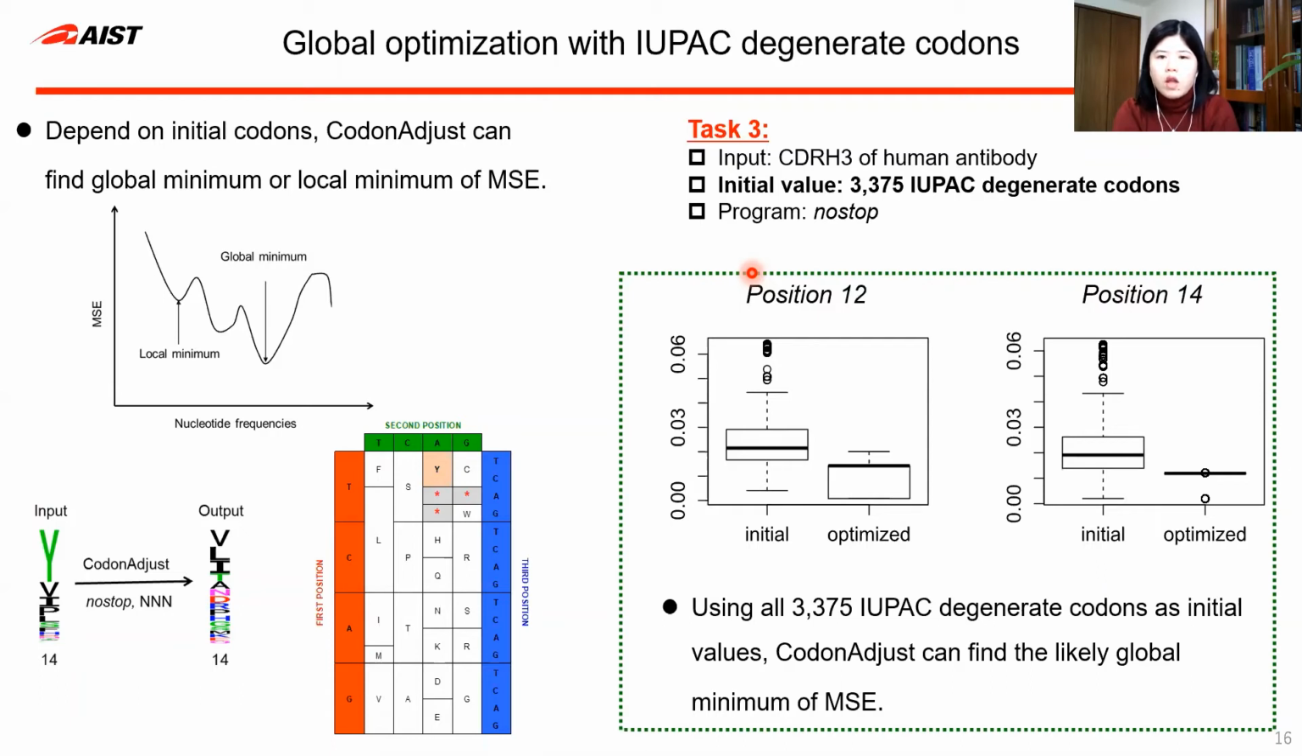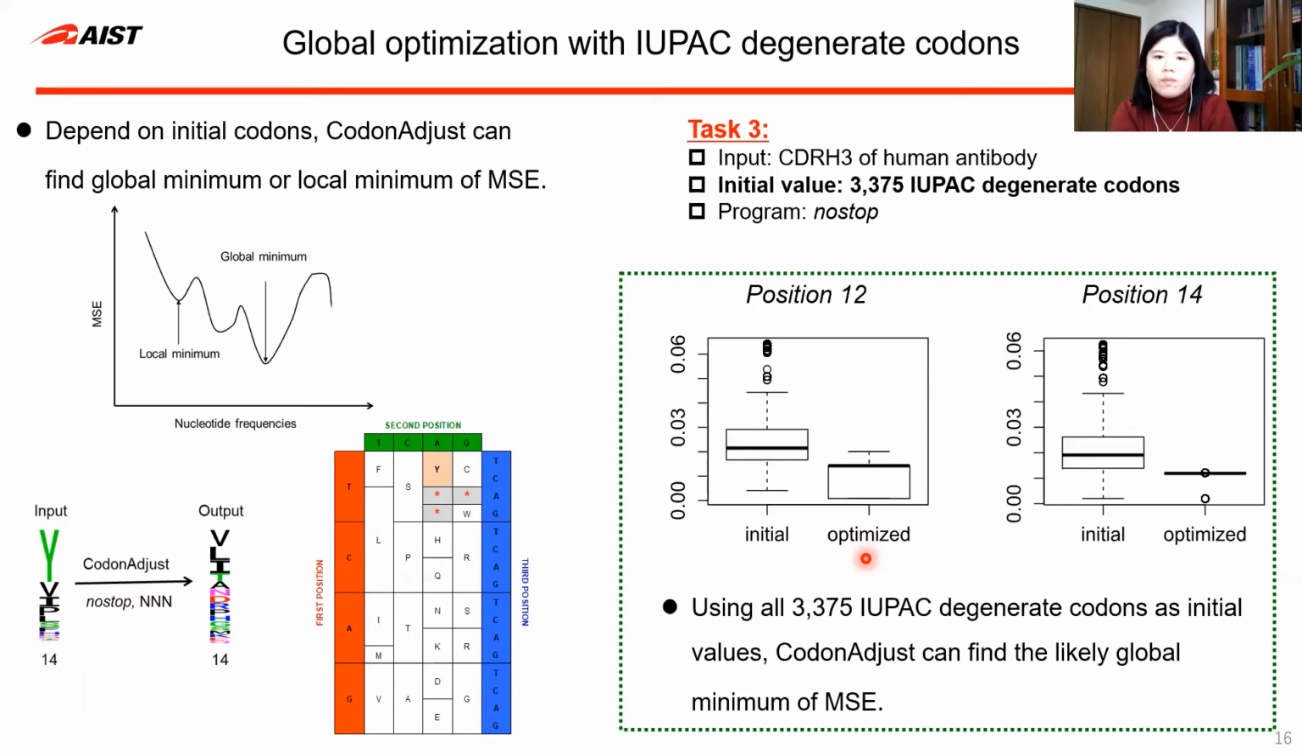We exploit 3375 AIChE degenerate codon, which cover the whole space of codon nucleotide composition. This is the setting of the next task. The results for position 12 and 14 are shown on the bottom right.